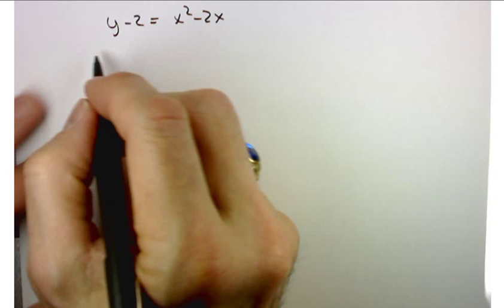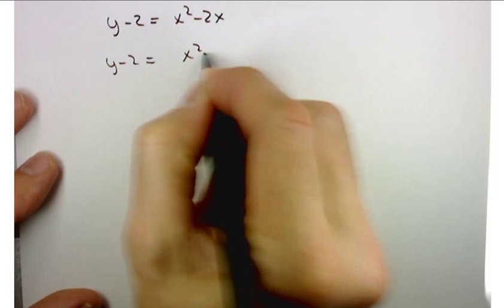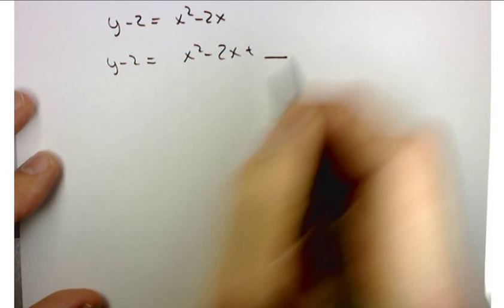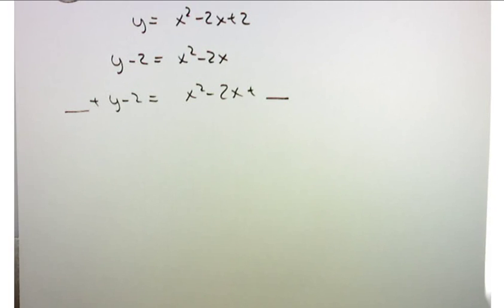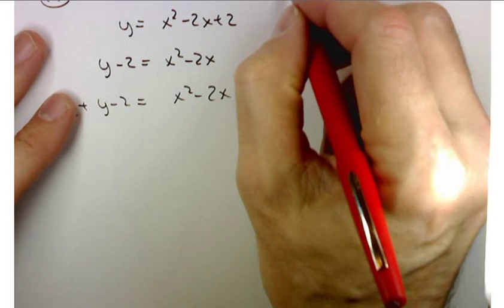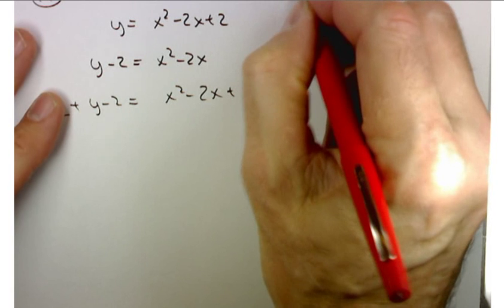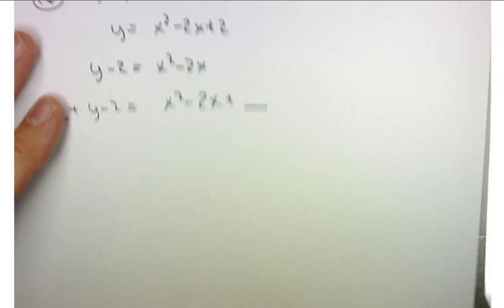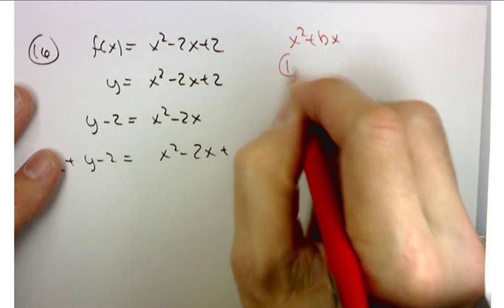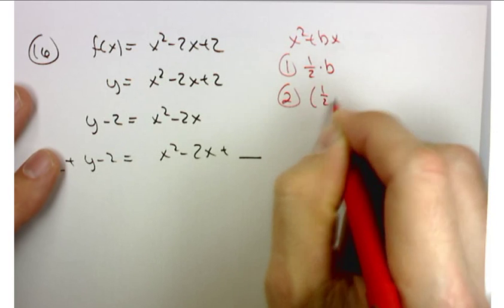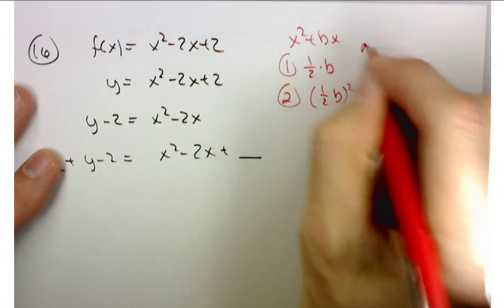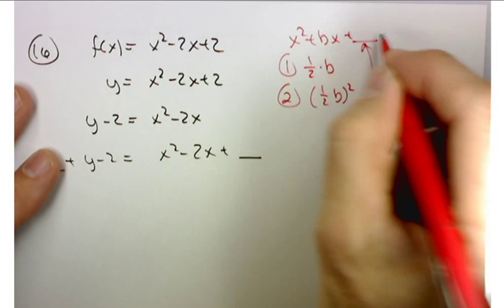My goal here is to figure out a number that I could put here that makes the right-hand side what's called a perfect square trinomial. That is, it'll factor as something times itself, or better yet, something squared. Now to give you a quick reminder of that process, if you had x squared plus bx and you wanted to complete the square on that, the first step is to take 1/2 times b. The second step is to square the result from the first step. And that's the number that you use to complete the square.